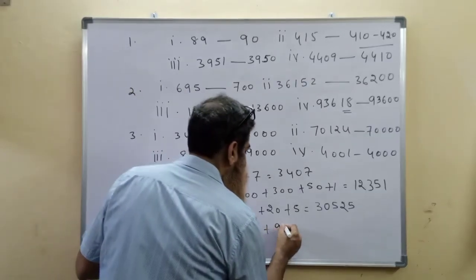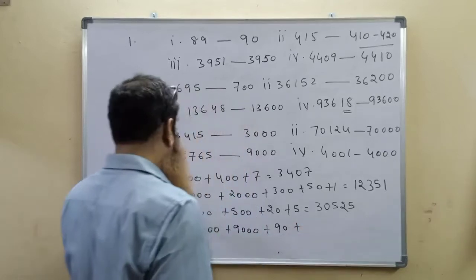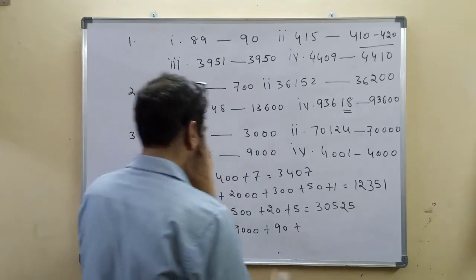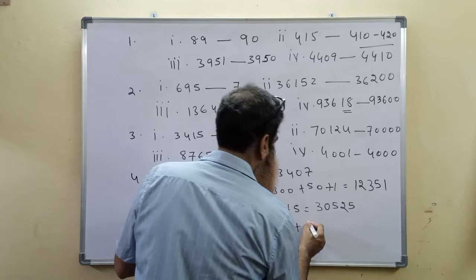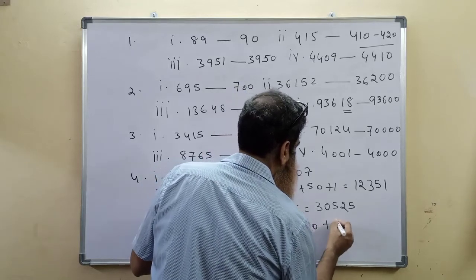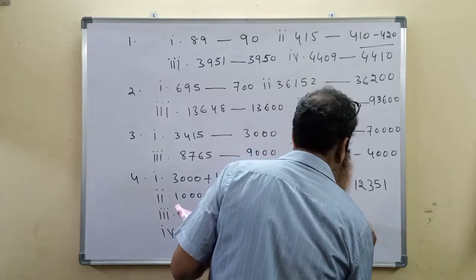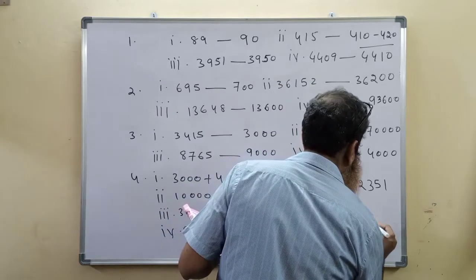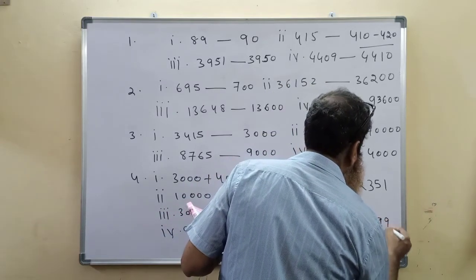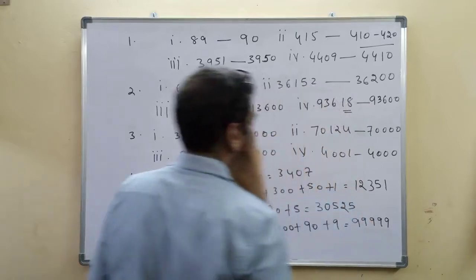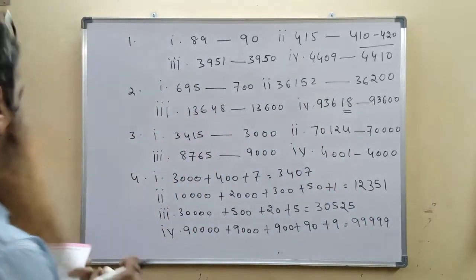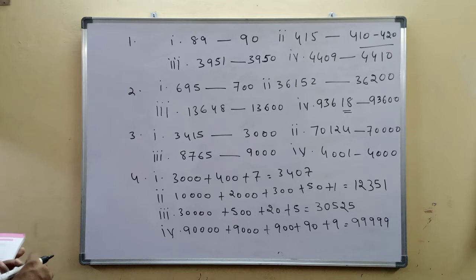Then we have 90 at the tens place. Sorry, we have 900 at the hundreds place, 90 at the tens place, and 9 at the units or ones place. So the number we get is 99,999. It's the largest 5-digit number. So that completes our fourth question in exercise 1.2.